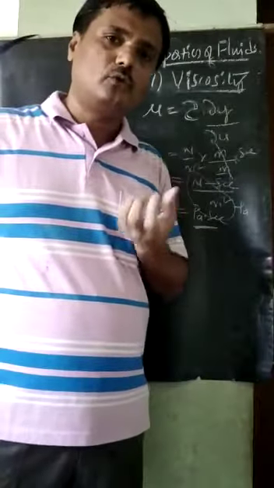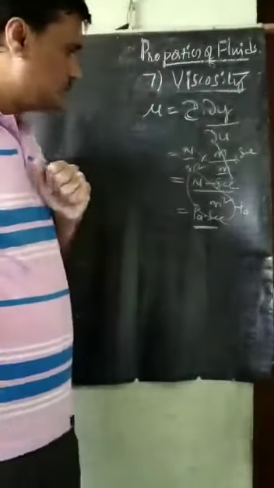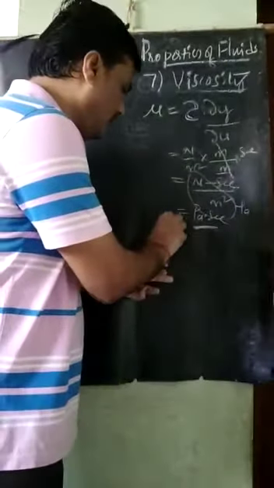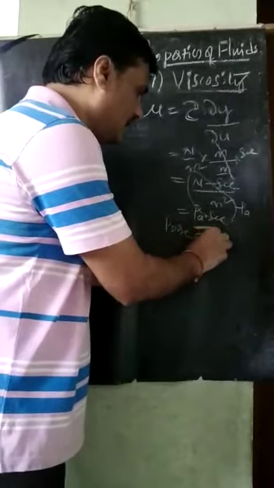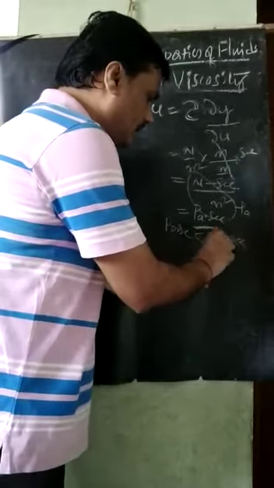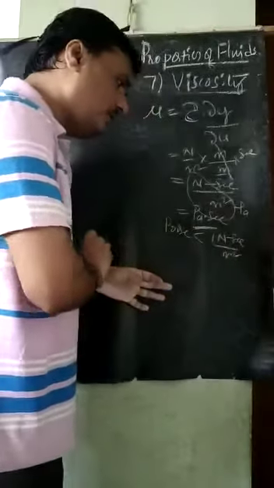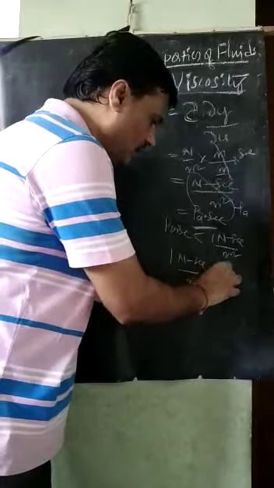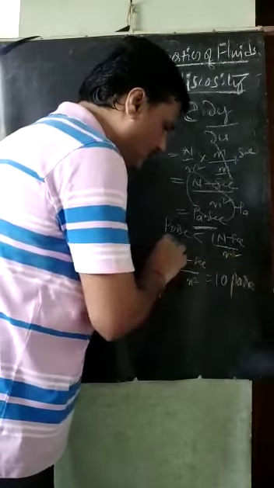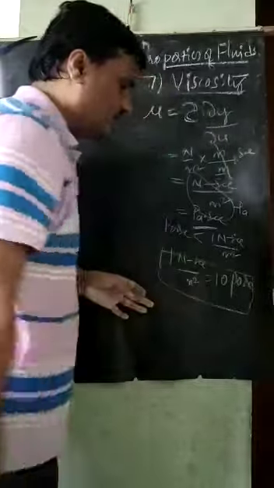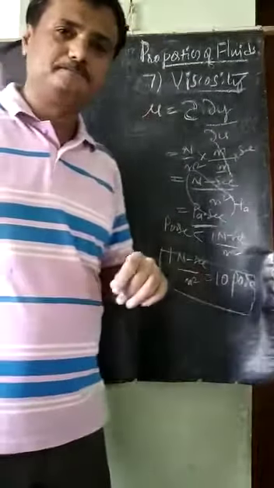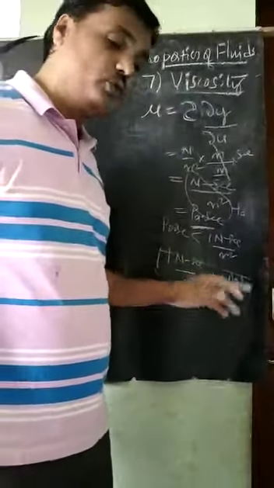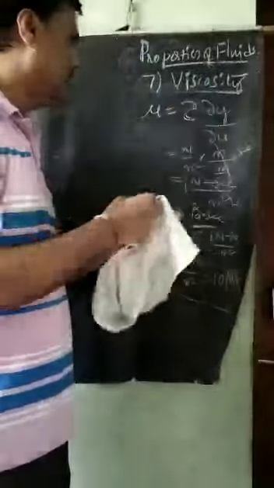So 1 Poise is equal to what? The Poise is a smaller unit than 1 Newton second per meter square. So 1 Newton second per meter square is equal to 10 Poise. This is the unit conversion between Poise and this one. Then how to prove it? How to prove 1 Newton second per meter square is equal to 10 Poise? We can prove it here.